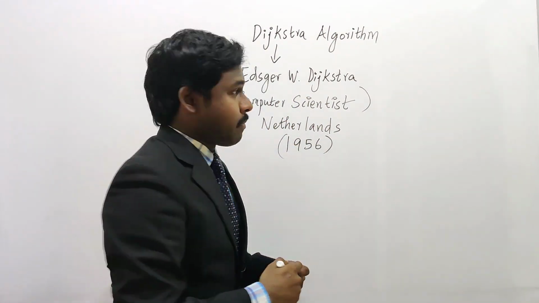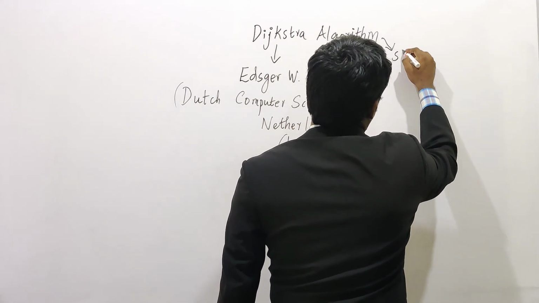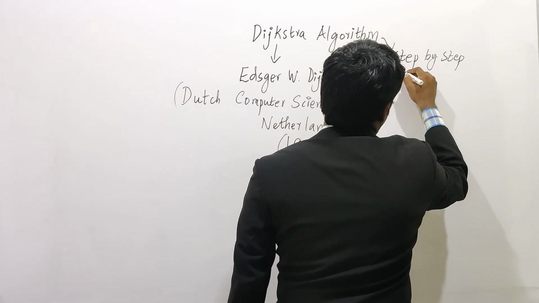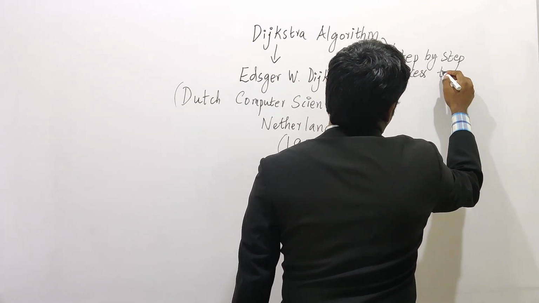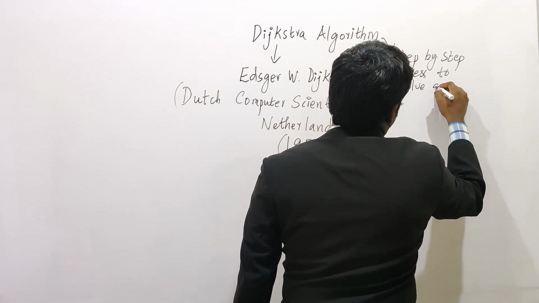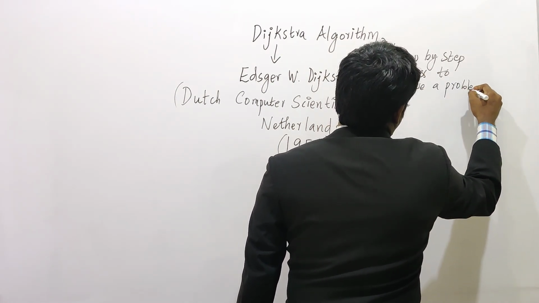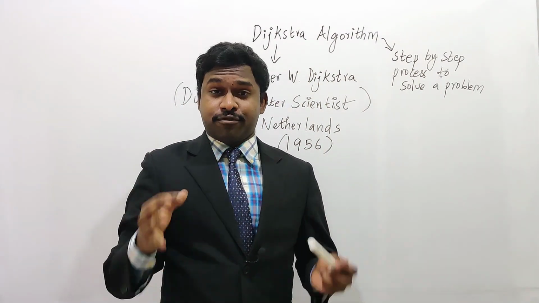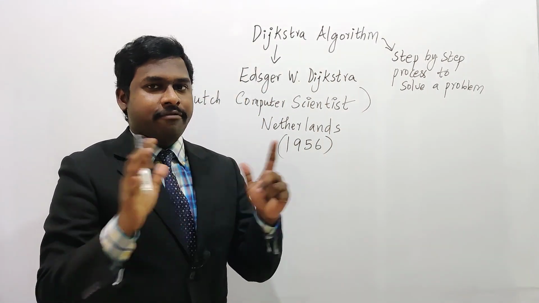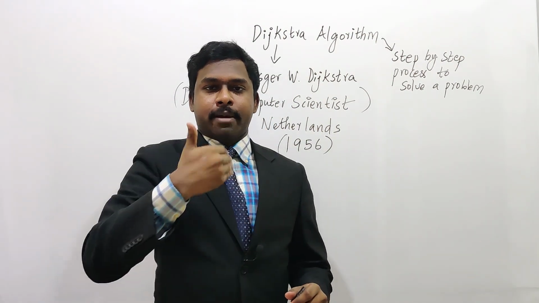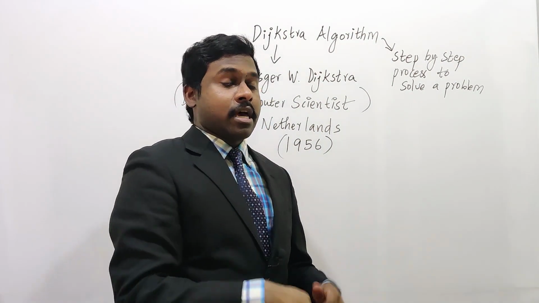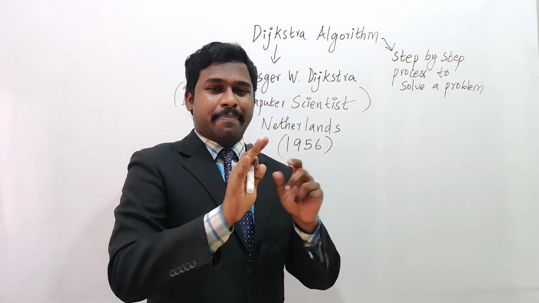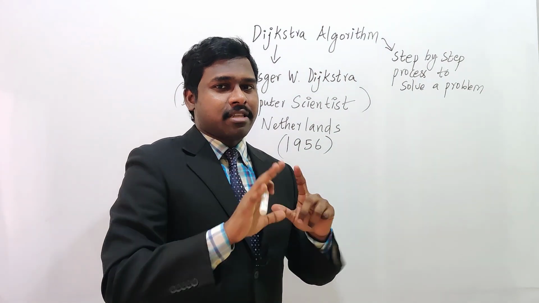Now, what do you mean by algorithm? Algorithm means it's actually a step-by-step process to solve a problem. So what are the instructions or the sequence of steps which you have to follow? That is algorithm. So every problem will have an algorithm. So step by step, you will be able to execute this algorithm and solve that problem. So this is actually all about the basic concepts of Dijkstra Algorithm, the basic introduction.